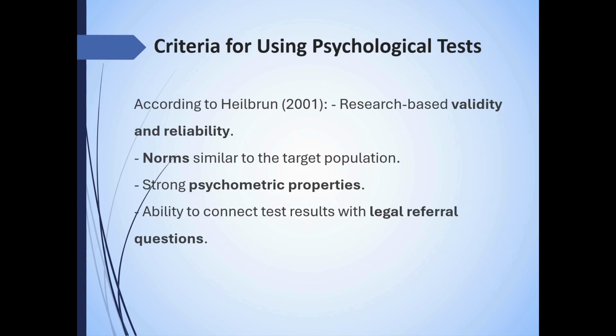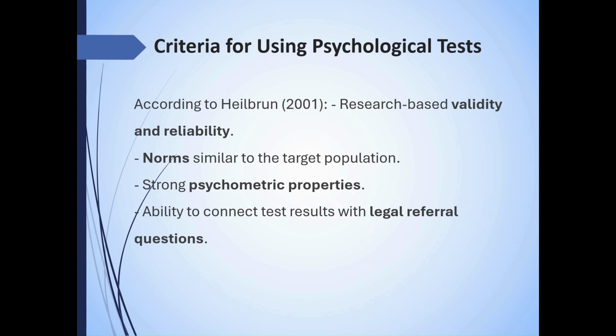Next, let us look at criteria for using psychological tests. How do we decide what psychological test should be used in a particular situation? Every test must be chosen very carefully, because the result of a test can potentially decide the future of a person, right? So according to Heilbrun, there should be certain criteria based on which a test should be selected.